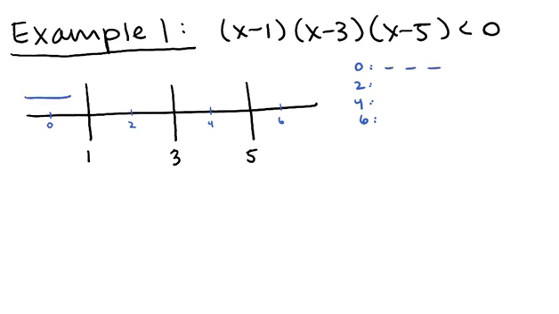At x equals 2, 2 minus 1 is a positive number. 2 minus 3 is negative. 2 minus 5 is negative. Okay, 2 negatives is positive. Positive times positive is positive. At x equals 4, I'll have 3 times 1 times negative 1. It'll be a negative number. And at x equals 6, it'll be 5 times 3 times 1, which is going to be positive.